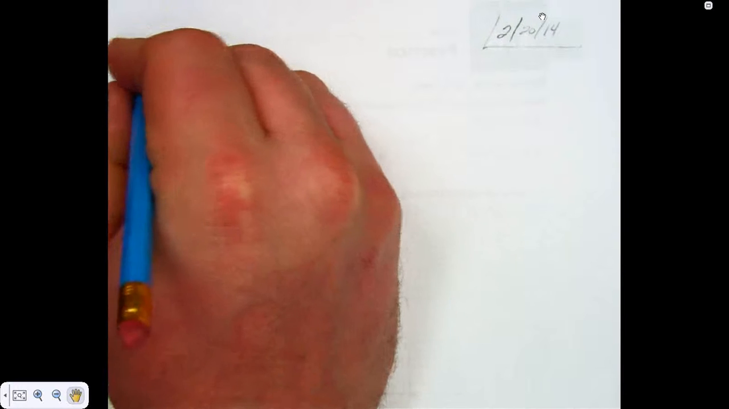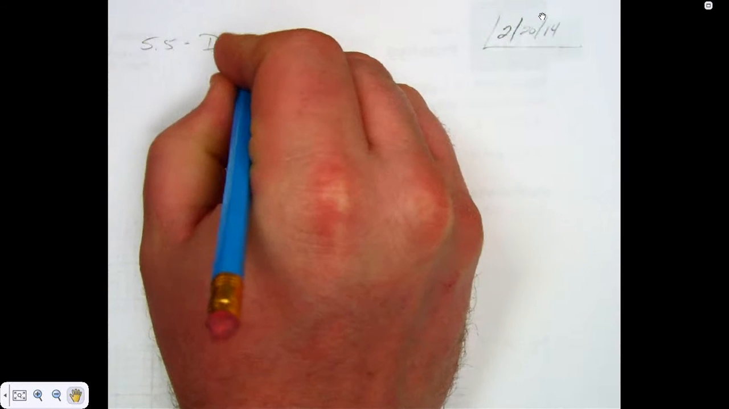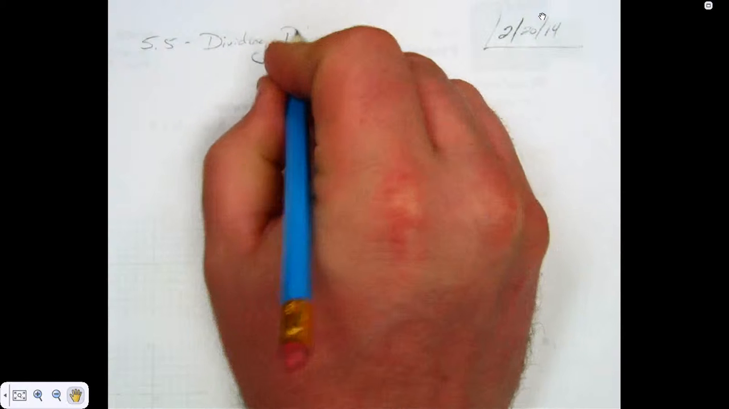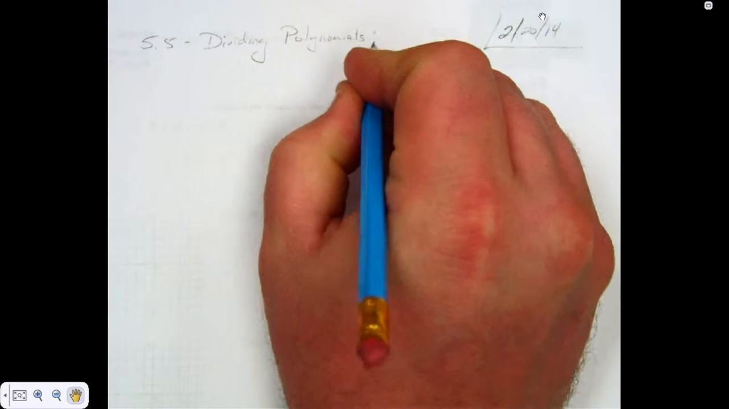Date is 2/20/14. Dividing polynomials, right? Then it has a semicolon and then rational expressions.